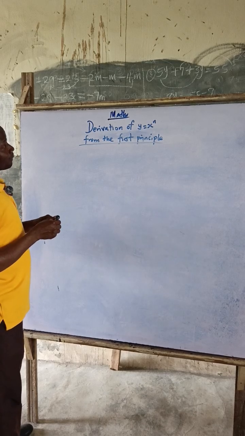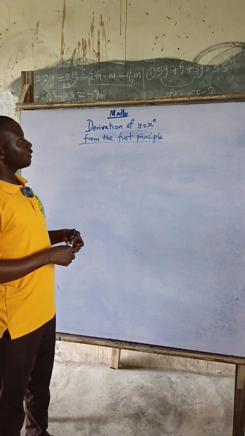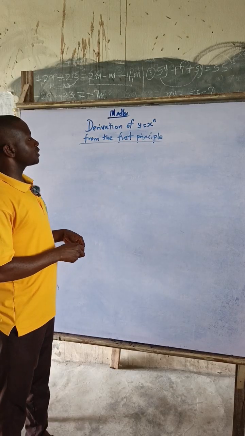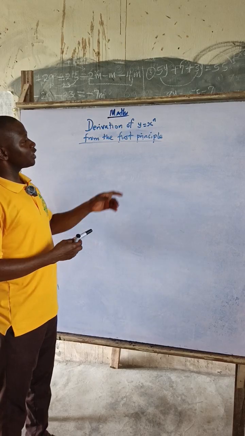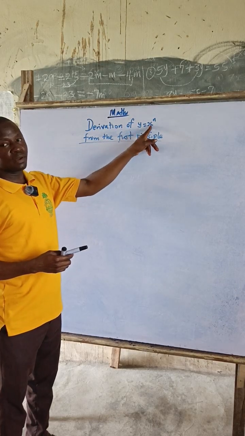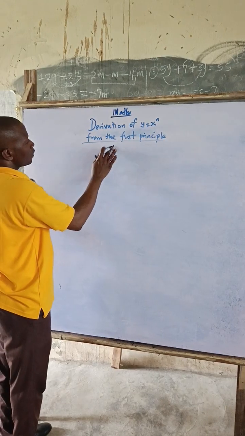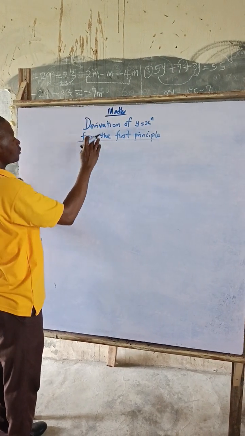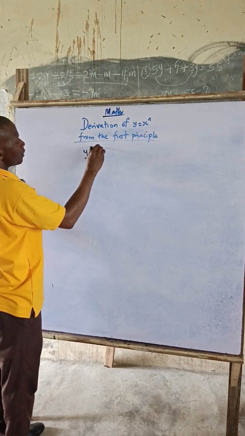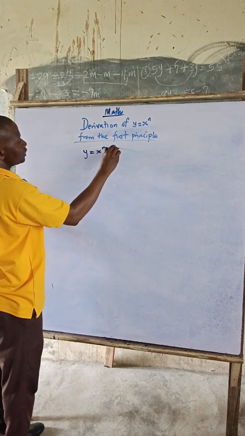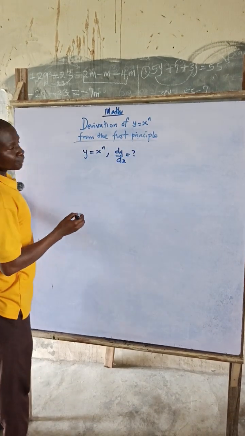So welcome, lovers. The topic we want to consider is the derivation of y equals x raised to power n from first principles. That is, we have to differentiate y with respect to x from first principles. So what we want to calculate is: we have y equals x raised to power n, and we want to find dy/dx from first principles.